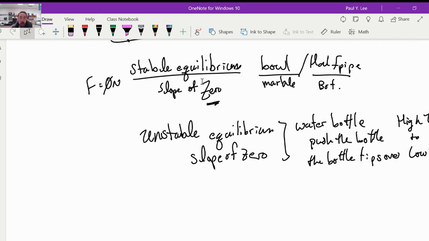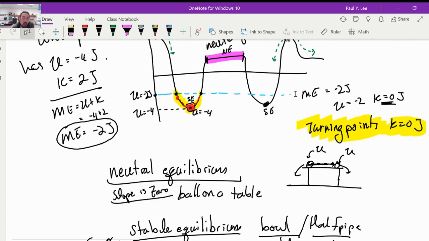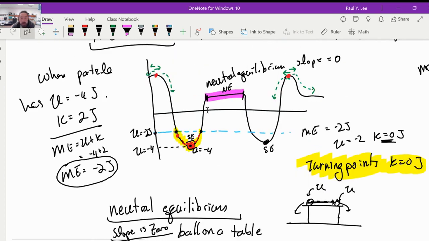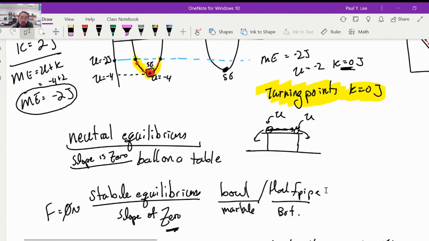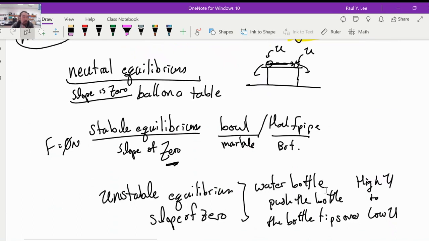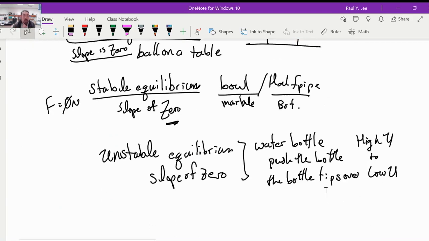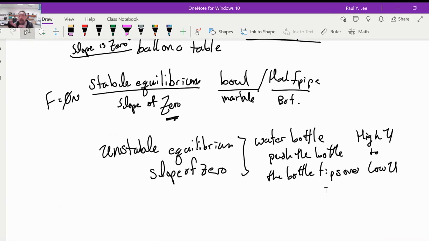A couple of very important things to solve these types of problems. You have to be able to figure out the total mechanical energy of the system, because with that, you can figure out the turning points. The other important parts about potential graphs are the three different equilibrium points. Neutral equilibrium is like a ball on a table. Stable equilibrium is like the bottom of a bowl or a half pipe; nothing can really knock it out of its equilibrium state. And unstable equilibrium is where any outside force will make it lose its equilibrium status.